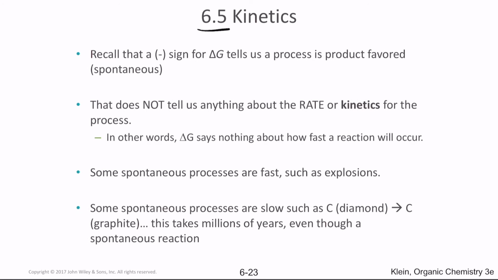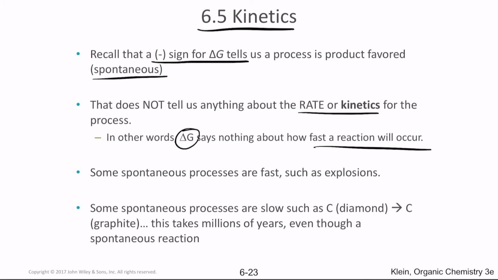Next, let's come to the next topic, kinetics. Equilibrium decides which side the reaction is favored. Kinetics decides how fast the reaction will occur. Recall that the negative sign of delta G tells us that the product is favored and it's a spontaneous reaction, but it does not tell us the rate at which the reaction will occur, because delta G has nothing to do with the rate of reaction.